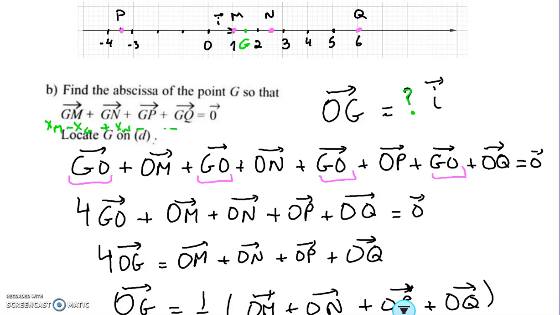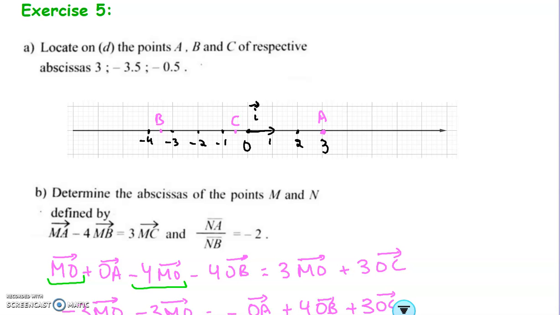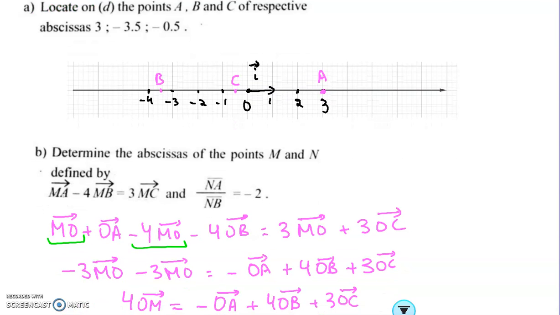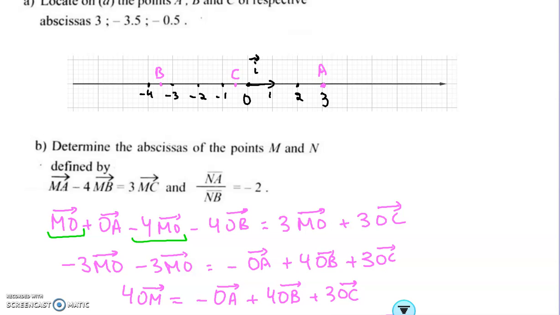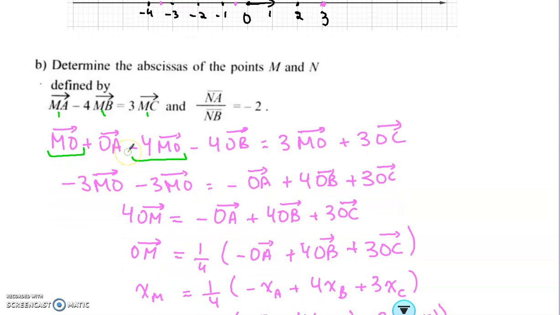Now let's move to exercise 5. In exercise 5, the first part is very easy. It's just plotting the points. The second part: determine the abscissa of points M and N defined as such. So similarly, as we did before, to find the abscissa of M, I want to find OM in terms of I. So I can insert here letter O, and then as we did before, we solve to get OM. Okay, so you can do the work by yourself. It's very easy. You solve to get OM. We got here OM equals 1 over 4 into minus OA plus 4OB plus 3OC.